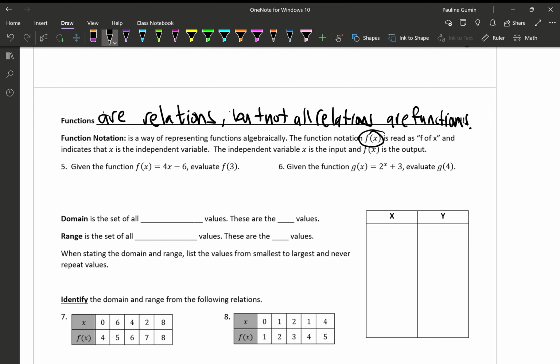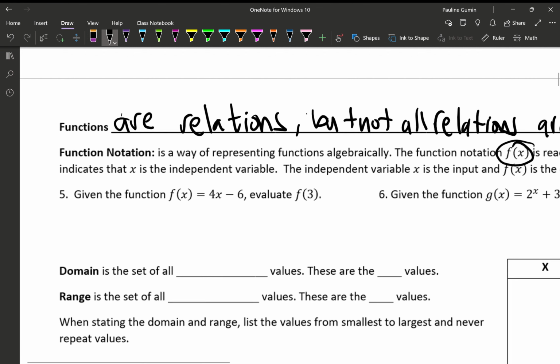It looks like this, f with an x in parentheses. It's read as f of x. And it could actually be any letter. It could be g of x, h of x, z of x. Any letter of x would work here. Now, the independent variable x is the input, and f of x, your y, is the output.